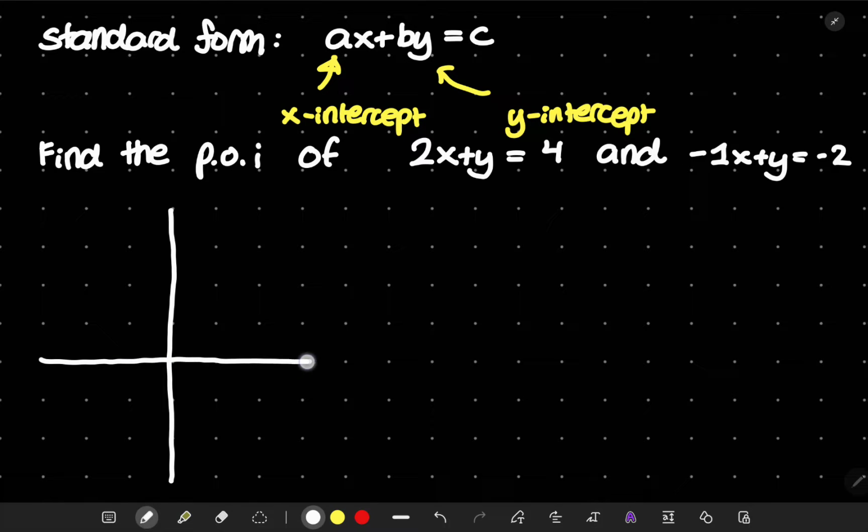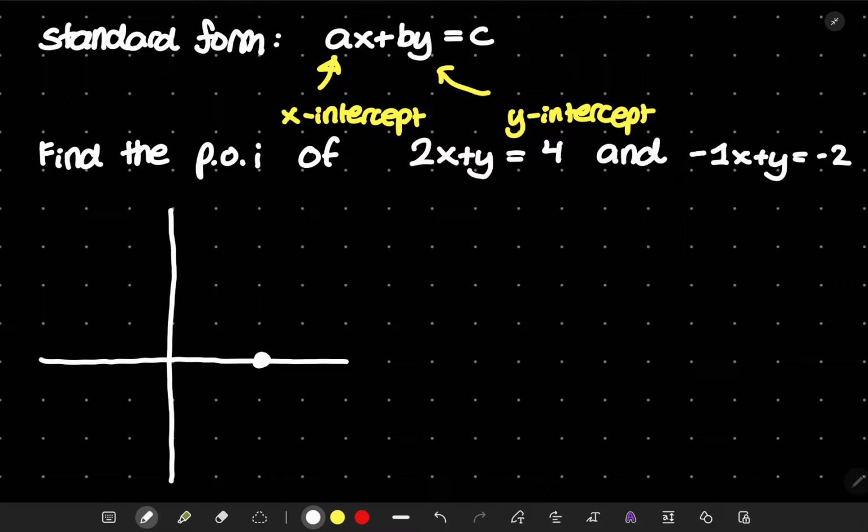Here I have my graph, and luckily what I can do is that with these numbers, I can find out what my x and y values are. For example, 2x plus y equals 4. If I cover up the y, that's just going to be 2x equals 4. That means that x is going to equal 2 if I divide like this. So in this case, this is my x-intercept.